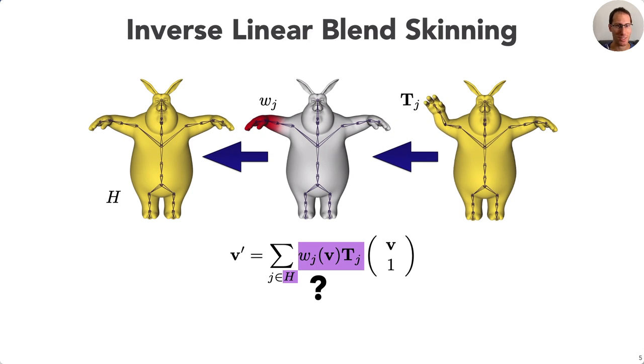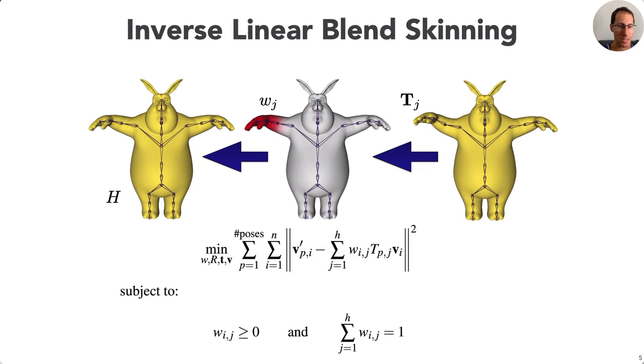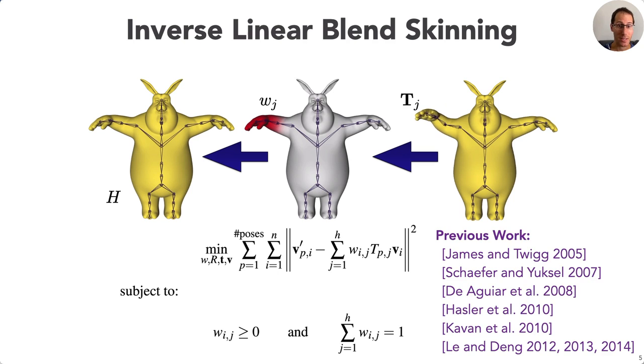Now, in inverse linear blend skinning, what we're trying to do is the opposite. We're given the final animation, the way the vertices of a mesh move in 3D over time, and we are trying to figure out what the weights should be, what the handles should be, and what the transformation matrices should be for this shape. We can express this formally in a least squares sense, and we're not the first ones to look at this problem, but we have a new approach.